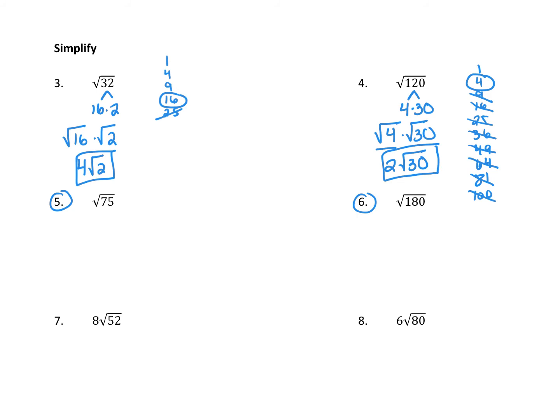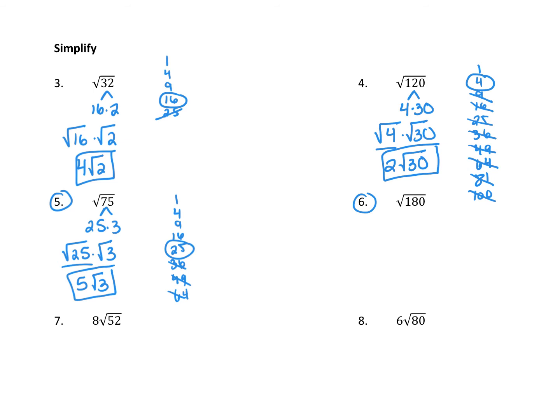All right, so let's think about 75. So 1, 4, 9, 16, 25, 36, 49, 64. All right, so 25 is going to be the number that goes into 75. It's going to be 25 times 3. So 75 will break down into the square root of 25 times square root of 3. Well, square root of 25 just becomes 5. So it's going to become 5 square root 3.